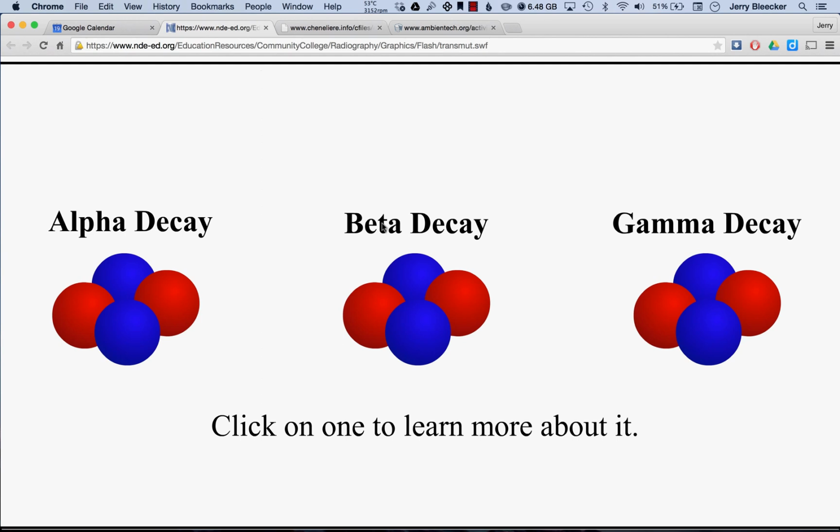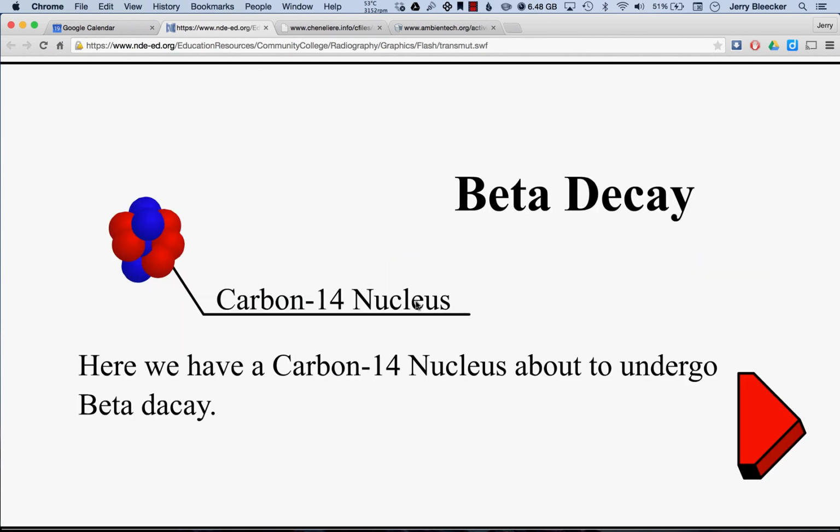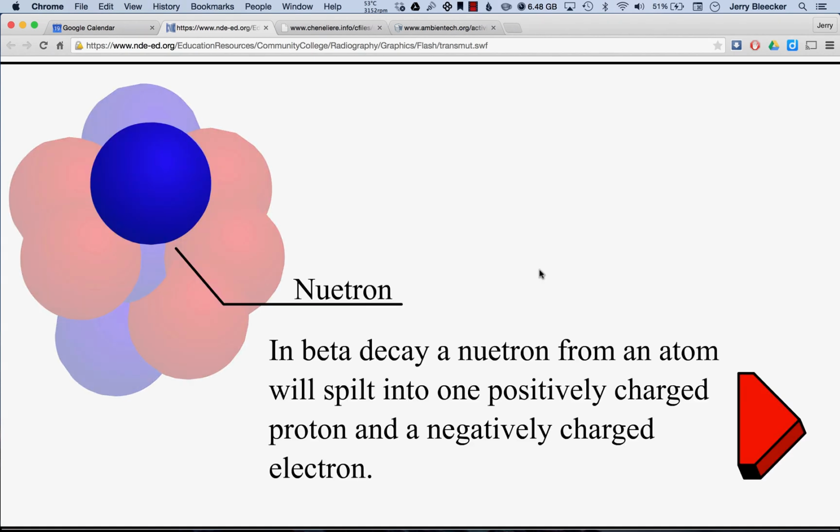Now, a second form of nuclear decay is when something like carbon 14, which itself has not an ideal arrangement of protons and neutrons in the nucleus, will undergo beta decay. Now, beta decay is a little different. In the case of beta decay, a neutron switches allegiance, and it goes from being a neutral particle and instead becomes a proton.